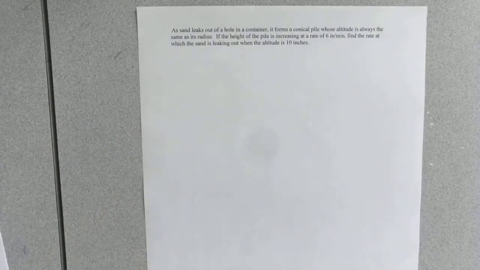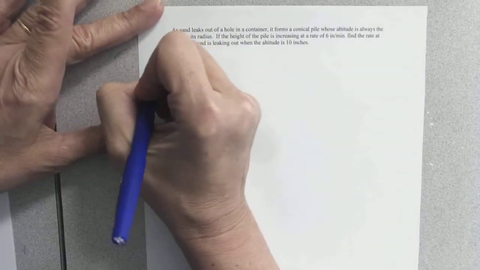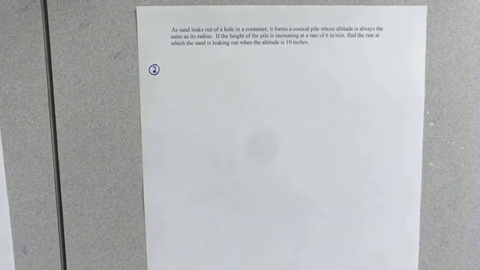Okay. As sand leaks out of a hole in the container, it forms a conical pile whose altitude is always the same as its radius. If the height of the pile is increasing at a rate of 6 inches per minute, find the rate at which the sand is leaking out when the altitude is 10 inches. So I've read the problem. Now I'm going to draw a picture. So step 2, drawing a picture.